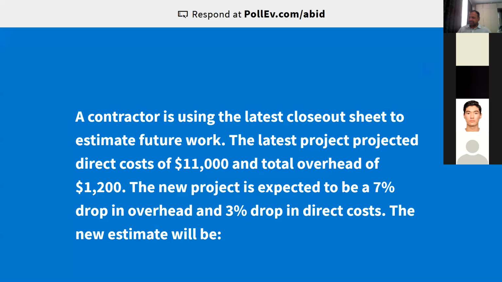Okay, this may be the last question. Okay. A contractor is using the latest closeout sheet to estimate future work. The latest projected direct cost is $11,000 and total overhead of $1,200. So the new project is expected to be 7% drop in overhead and 3% drop in direct cost. So the new estimate will be. Okay, so you understand the idea of this question and now ready for the answer. 1, 2, 3.